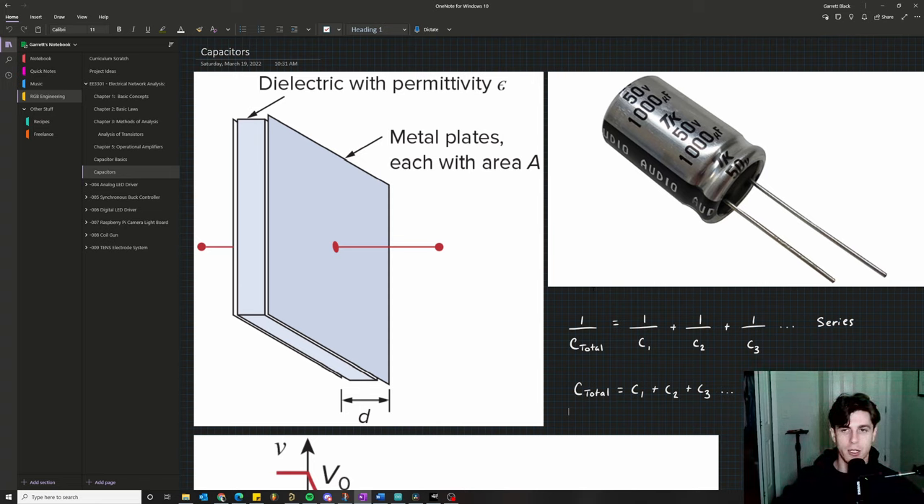Today we're going to be talking about capacitors and everything you need to know in order to start using them in your own circuits. Capacitors are one of the most common components you'll see in modern electronics, so understanding how to use them is very important for electrical engineering.